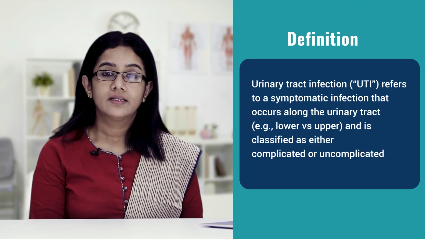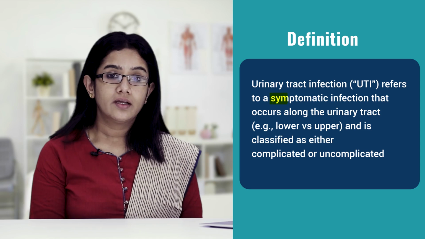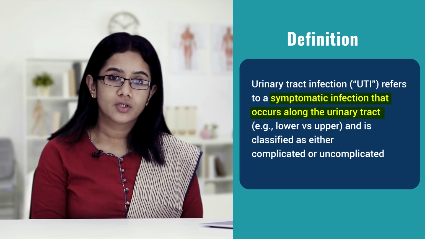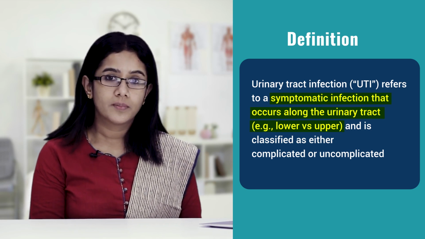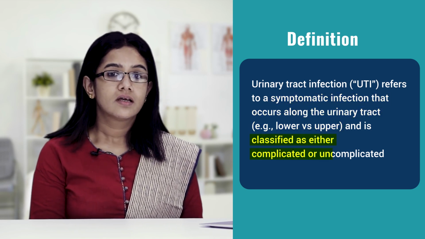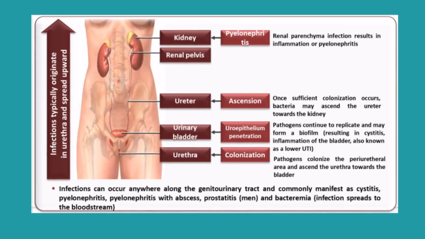Now let me go through the definition of urinary tract infection. The definition of urinary tract infection includes any symptomatic infection that occurs along the urinary tract, including the lower or upper, and can be classified as complicated or uncomplicated. This particular slide shows you the picture of the urinary tract. It includes the urethra, the bladder, the ureter, as well as the kidneys.